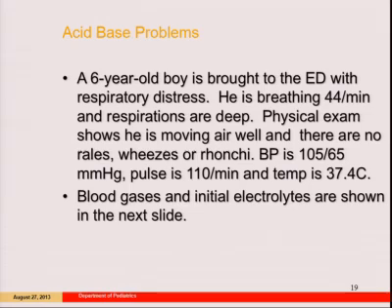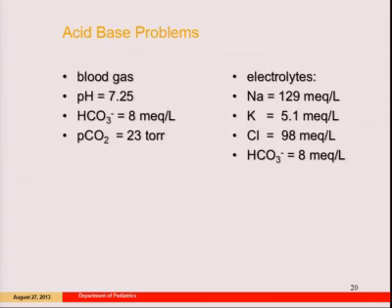Okay. Question 2: a 6-year-old boy is brought to the emergency room in respiratory distress. He's breathing 44 times a minute. His respirations are deep. Physical exam shows he's moving air well, and there are no rales, wheezes, or rhonchi. Blood pressure is 105/65, pulse is 110. His temp is 37.4, and his blood gases and electrolytes are shown.